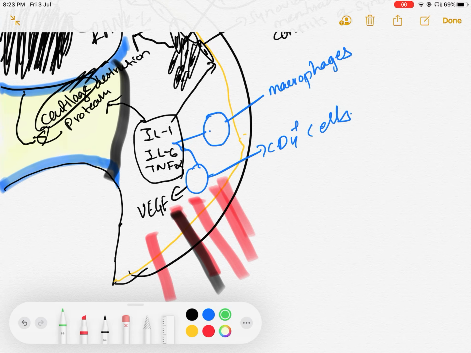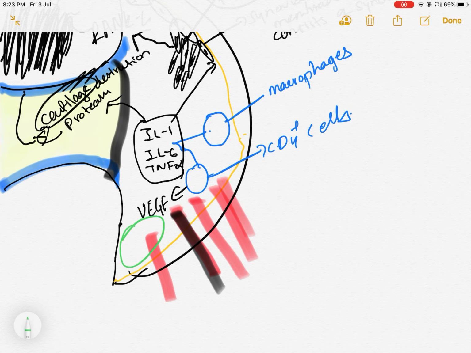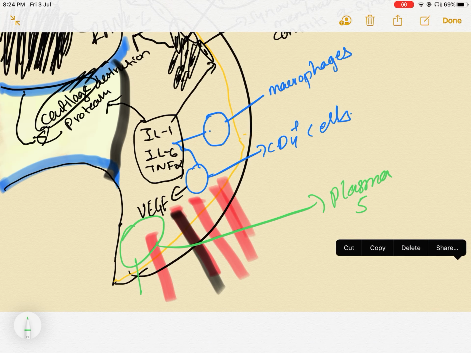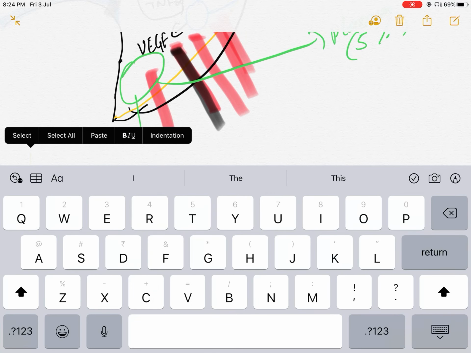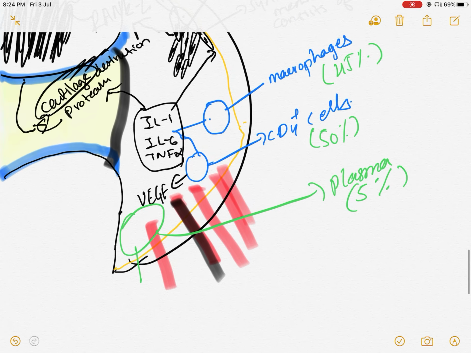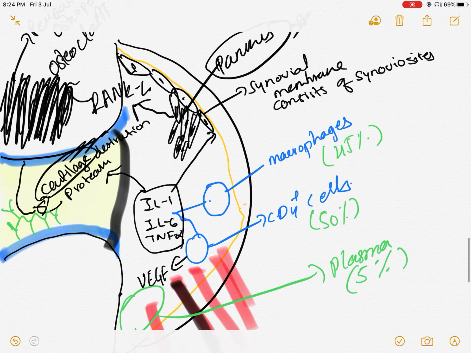Okay, one more cell which is involved in this is the plasma cell. Plasma cells only constitute 5% in the joint. 50% is by CD4 cells, 45% by macrophages, and 5% by plasma cells. Plasma cells release antibodies. These antibodies form immune complexes in the joint. These immune complexes found in the joint are a characteristic feature of rheumatoid arthritis.